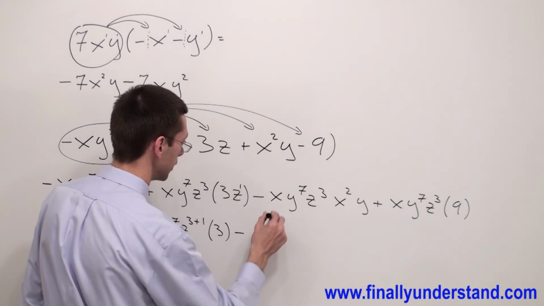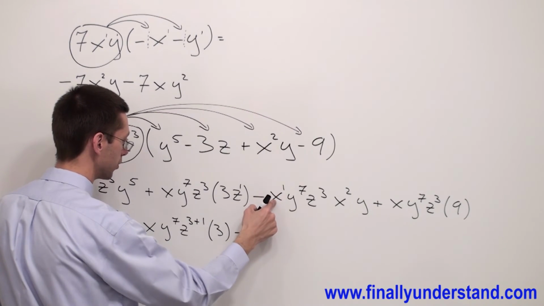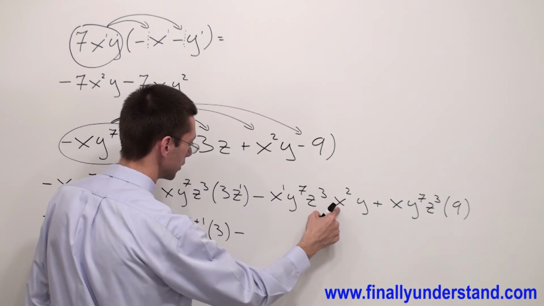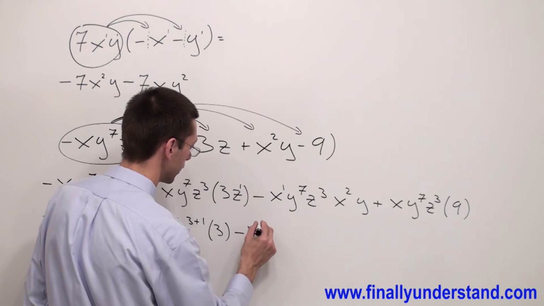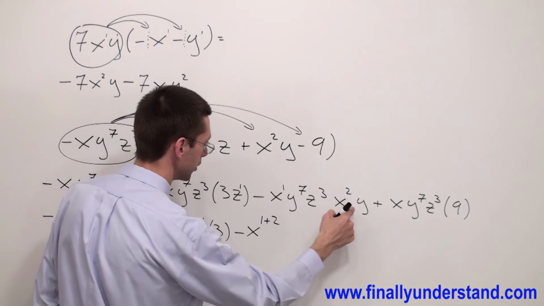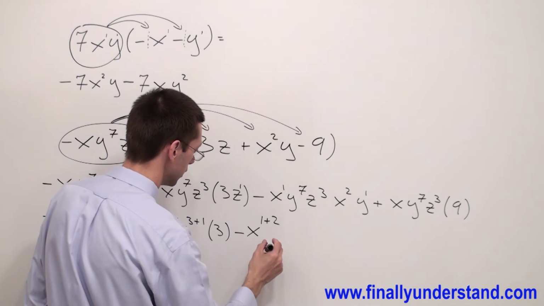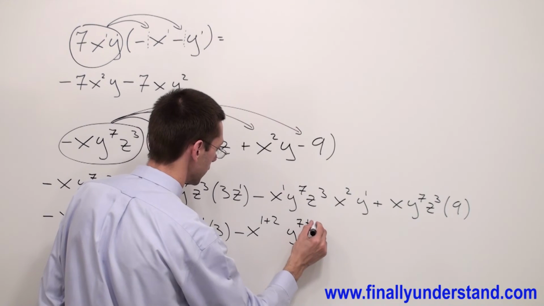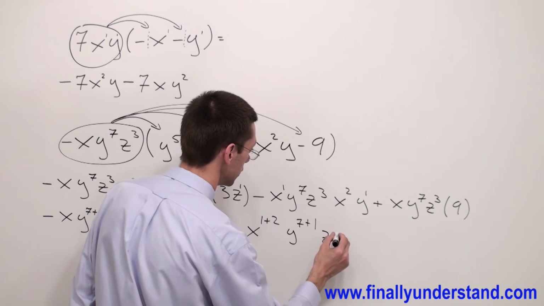Minus, remember there is always an invisible 1 next to the variable. Anytime you don't see an exponent, I have x and I have x. I have to keep the base and add exponents. I have x, 1 plus 2. And I have y, remember, anytime there is no exponent visible, there is always an invisible 1. And I have y, 7 plus 1. And I have z to the third.